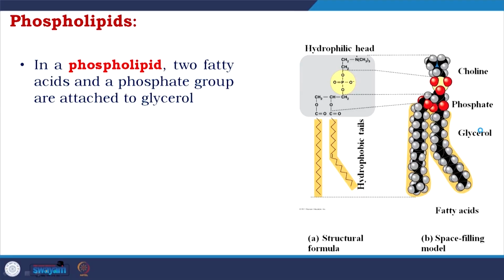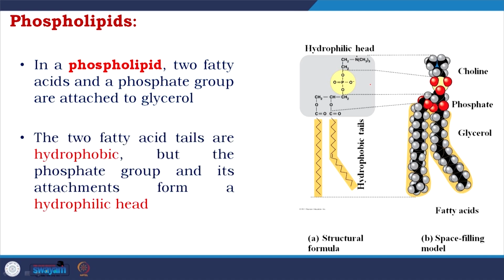Coming to phospholipids, in a phospholipid, two fatty acids and a phosphate group are attached to glycerol. If you see, this is glycerol, CH2OH, CH2OH and CH2OH, two of them are occupied by fatty acids and the third one has the phosphate group. The two fatty acid tails are hydrophobic, as we know before, but the phosphate group and its attachment form a hydrophilic head. Because it is phosphate, it is not always that it would form a negative charge. In the presence of choline, which is shown here, it shows a positive charge in the hydrophilic head, and in that way a phospholipid could show negative or positive charge, creating a negative or positive environment.